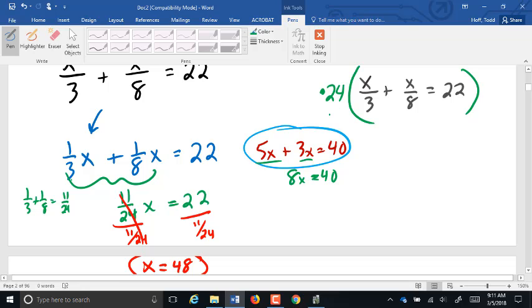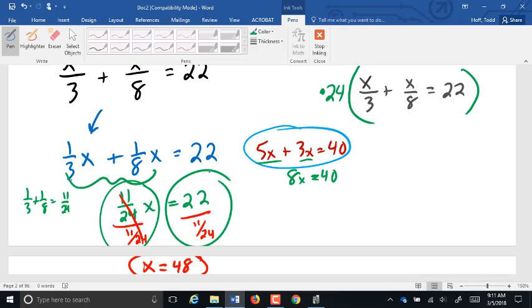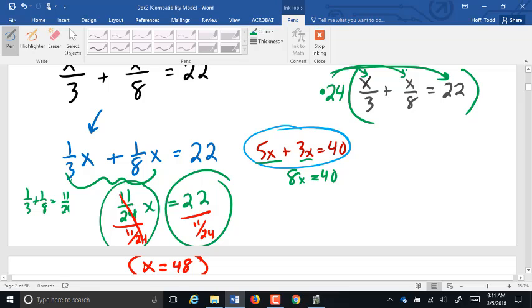But notice, most of the time when we multiply or divide, there's only one piece on each side of the equation. The reason for that is when we multiply or divide, we have to multiply every piece of the equation. So we have to do 24 times x over 3. We also have to do the 24 times x over 8 and the 24 times 22.